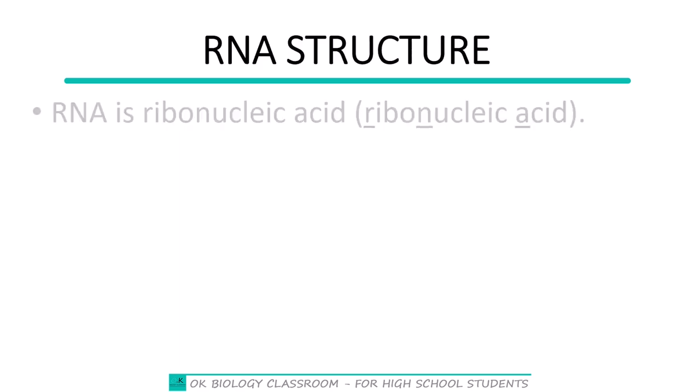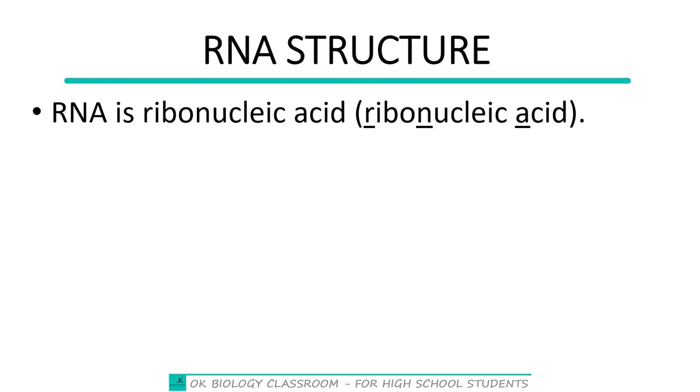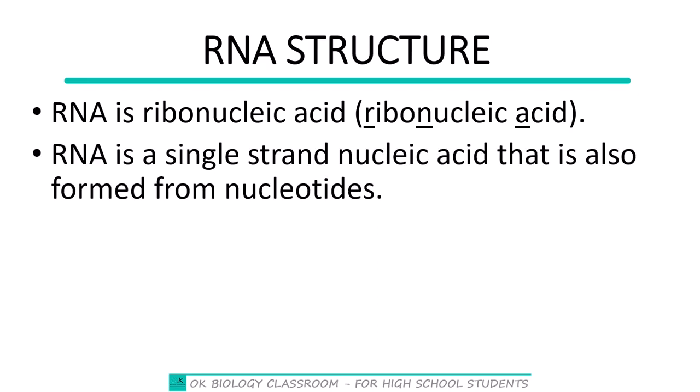Okay, but the first point I would like you to note is that just like we were made to understand that DNA is deoxyribonucleic acid, RNA also comes from the name ribonucleic acid. So the R is from ribo, N is from nucleic, and then the A is from acid. So RNA, ribonucleic acid. Alright. So now let's move on to the structure.